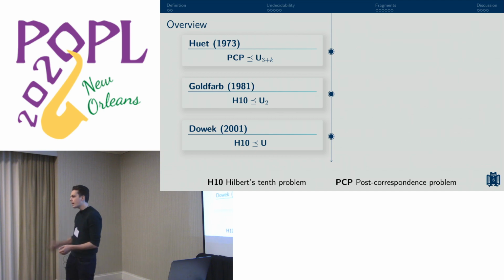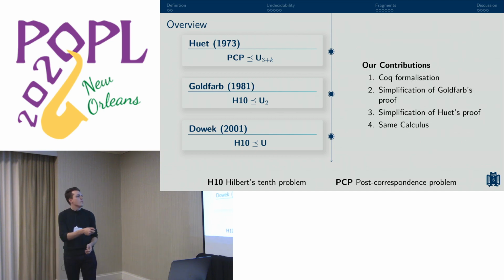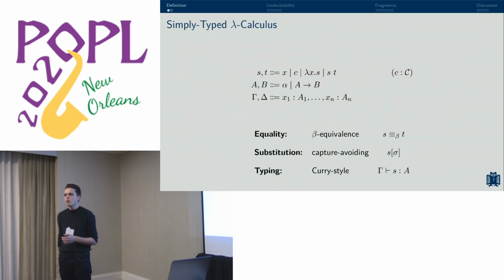Now, what we actually did in our work is we mechanized all of these proofs on the left-hand side. We slightly simplified Goldfarb's reduction. We slightly simplified Huet's proof. And we present all of these results in the same calculus. So for example, Goldfarb uses not the lambda calculus, but a calculus with hereditary substitutions, which on the other hand doesn't have binders. Now, what is the calculus that we use that is the same?